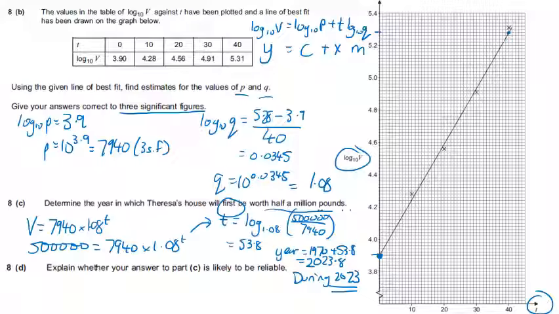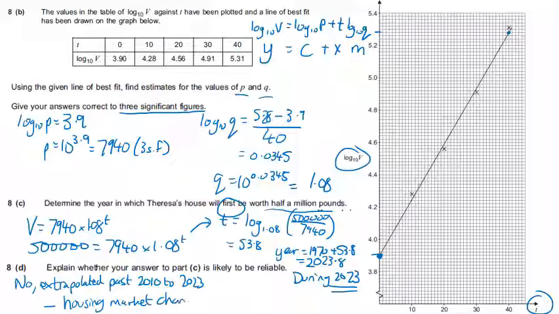And then part D, explain whether your answer is likely to be reliable. No, because our data only goes up to 2010. So we've extrapolated the data past 2010 up to 2023. So we haven't got knowledge of what's happening there. And lots of things could happen. So she could change her house, or the housing market could change, okay, it could crash, or prices could go up very quickly, who knows. Okay, so the housing market could change anyway.